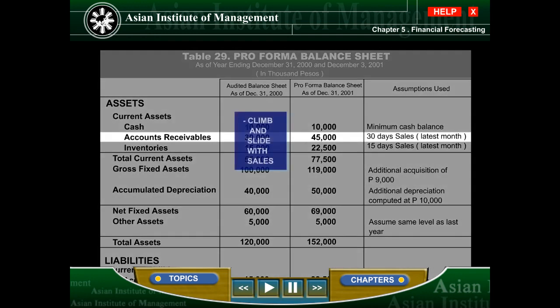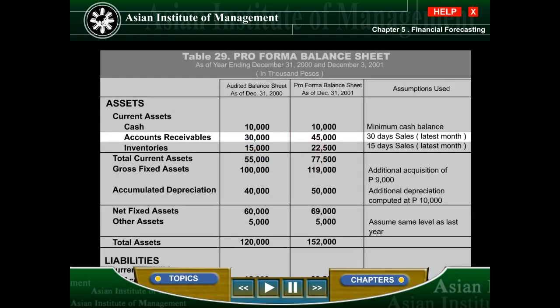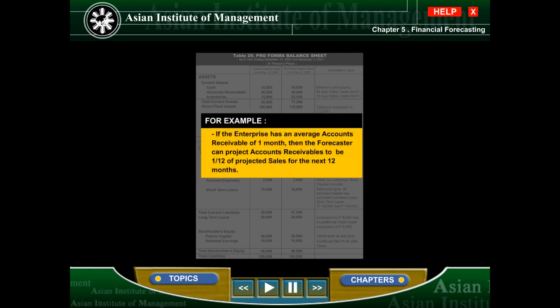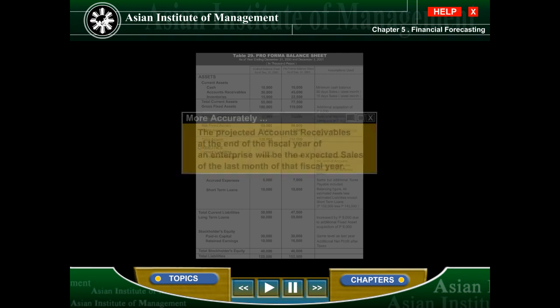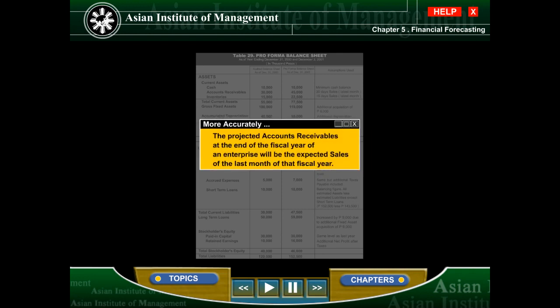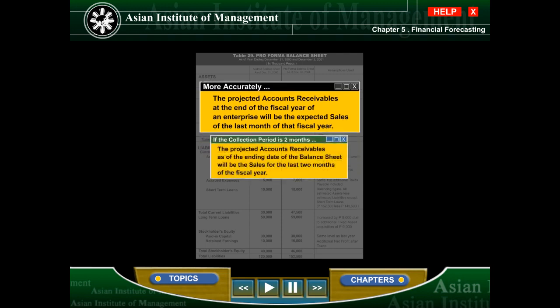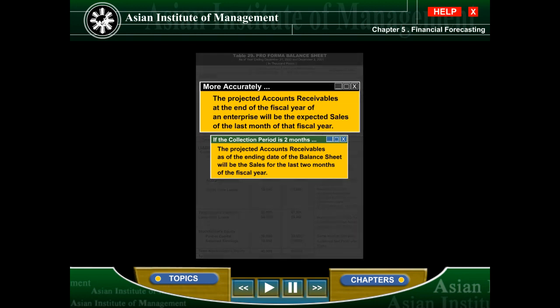Accounts receivables can be projected since these climb and slide with sales. If the enterprise has an average accounts receivables collection period of 1 month, then the forecaster can project accounts receivables to be 1/12 of projected sales for the next 12 months. More accurately, the projected accounts receivables at the end of the fiscal year of an enterprise will be the expected sales of the last month of that fiscal year. If the collection period is 2 months, then the projected accounts receivables as of the ending date of the balance sheet will be the sales for the last 2 months of the fiscal year.